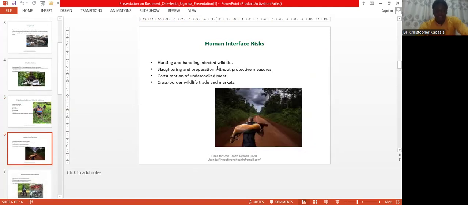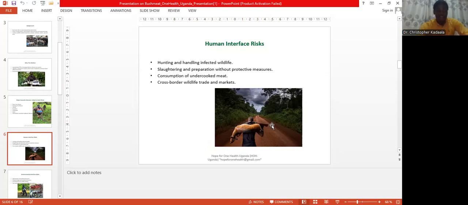Human interface risks. We have to talk about the interface risks of humans with wildlife. Hunting and handling affected wildlife, and slaughtering and preparation without protective measures. Of course, they slaughter and prepare without even wearing gloves because they are going to consume it. That's the riskiest part of it. Consumption of undercooked meat. They're in a rush.